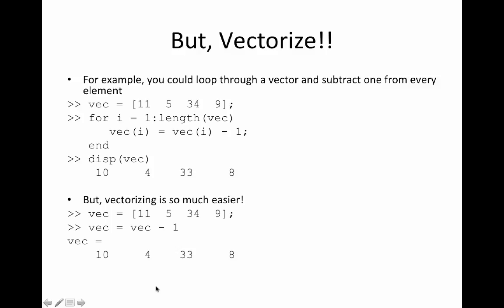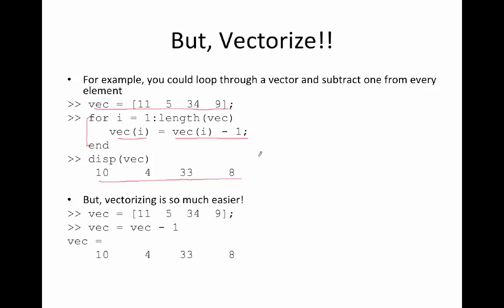But in MATLAB, you usually don't have to do that. You can vectorize your code. So for example, you could loop through the elements of a vector and subtract 1 from every element. So here's an example of a vector that has 4 elements. Our for loop is going to say i goes from 1 to the length of the vector, and what we're going to do with each element in the vector, vec sub i, is we're going to take that value and subtract 1 from it. So we started with 11, 5, 34, 9. We're going to end up with 10, 4, 33, 8. So subtracting 1 from each element in the vector.